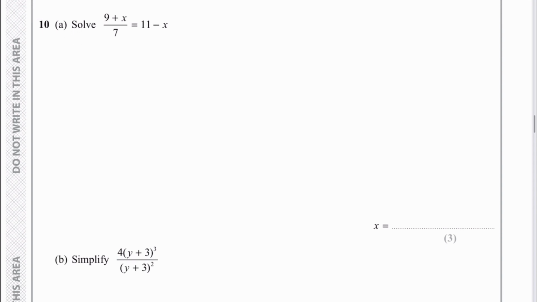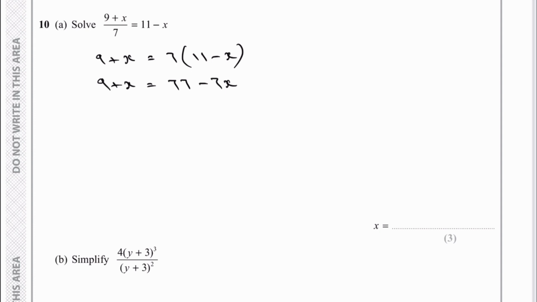Okay, let's move on then to question number 10, which is going to be the last one on this particular video, which is solving for x. Now, it's a bit awkward because we've got 7 as a denominator. So what I'm going to do is multiply across by 7. What I actually get is 9 plus x equals 7 times. Remember, I'm multiplying both of the terms, so I'm going to use brackets, and then I'm going to get rid of the brackets. So it's 9 plus x equals 77 minus 7x.